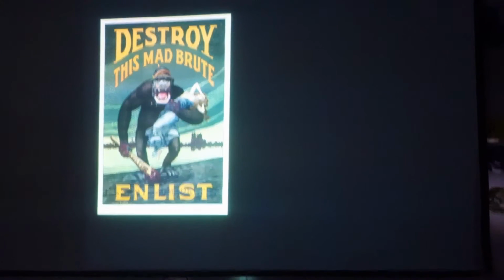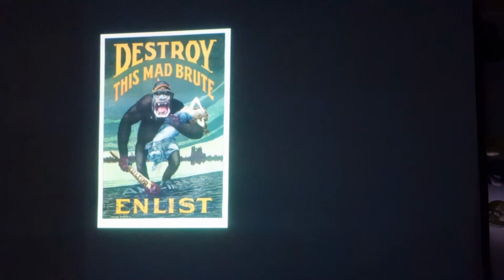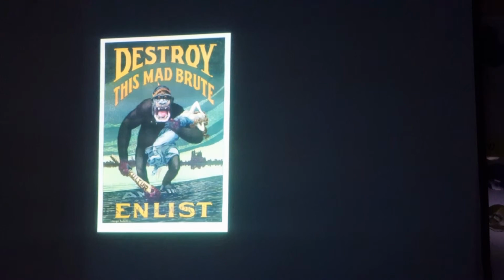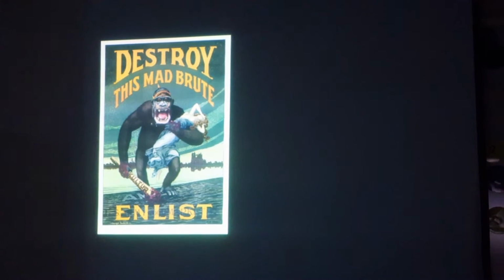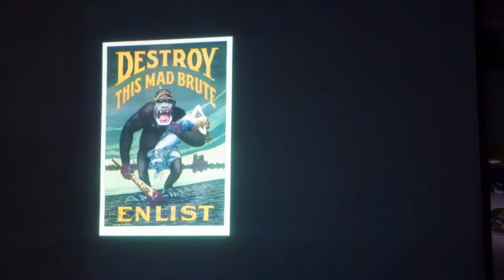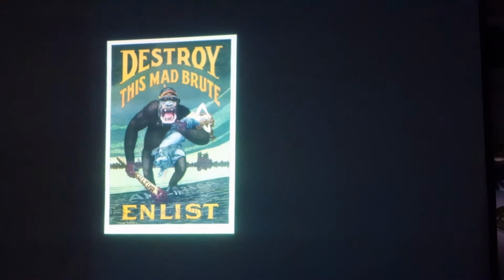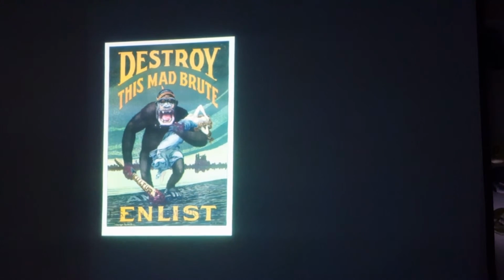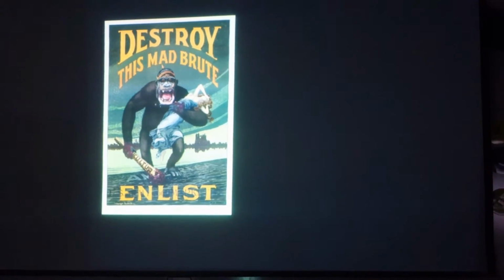From the beginning of World War I, both sides of the conflict used propaganda to shape international opinion. In this particular poster, the United States is trying to say, here, enlist. Stop Germany from reaching our shores and wreaking havoc and taking over our beautiful country.